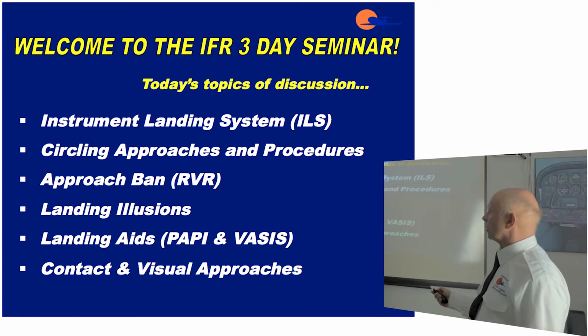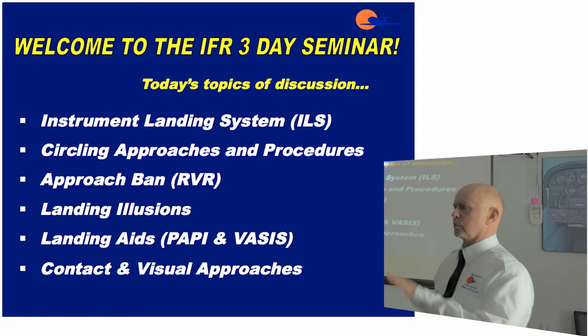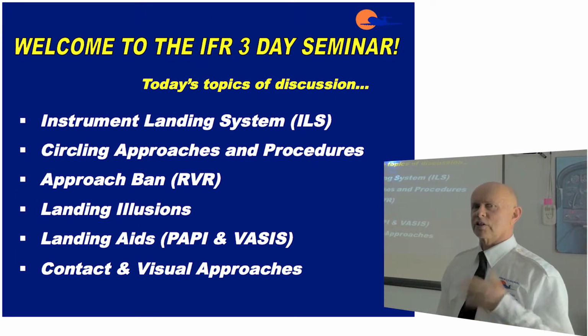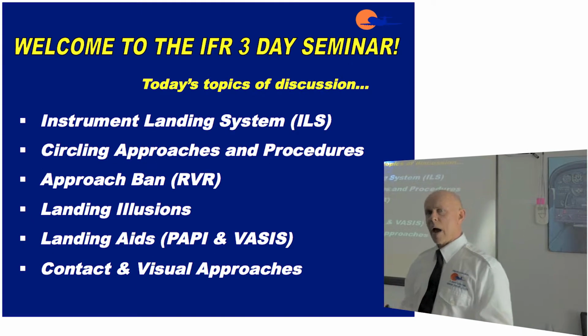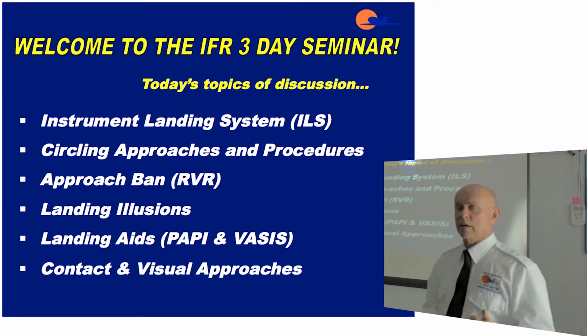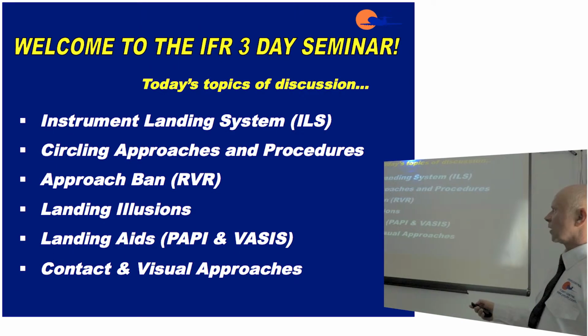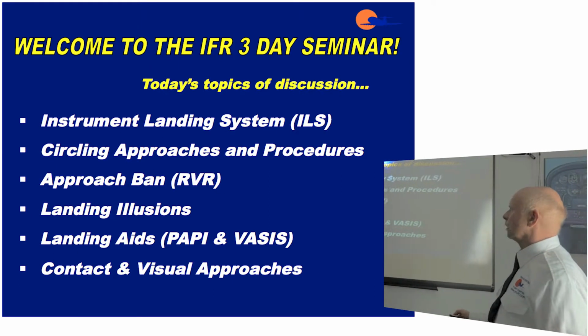The landing illusions, if you've got an upslope or a downslope runway, if you've got rain on the windscreen, things of the like, how to fly a PAPI and a VASI, which are great assists to make sure that you do get your airplane into the touchdown zone. That'll be landing aids, PAPI and VASI.